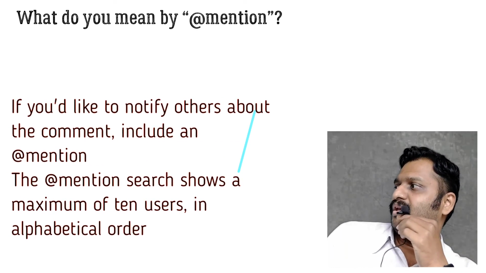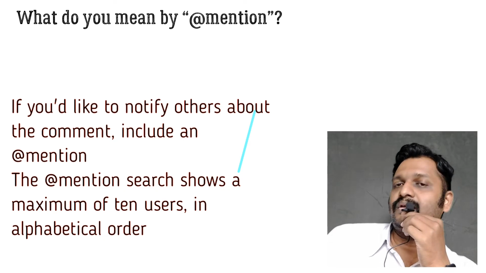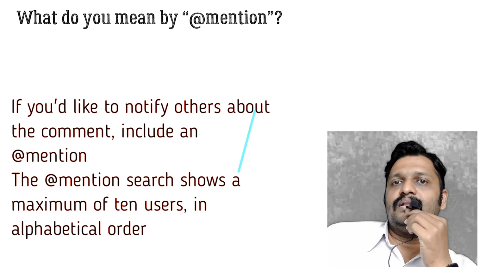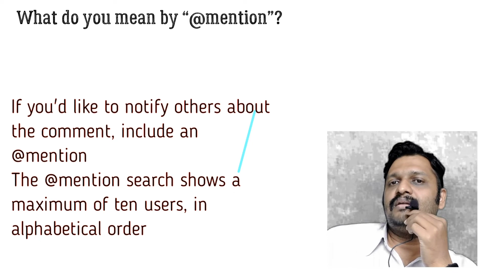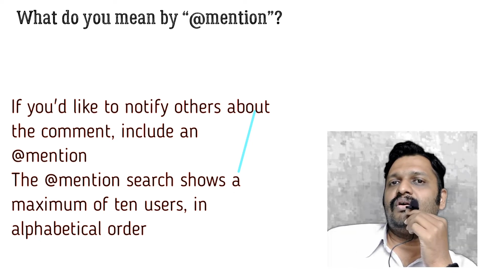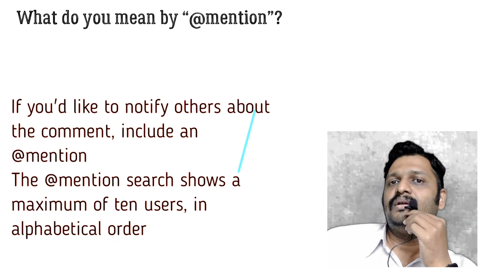Next question. What do you mean by at mention or at the rate mention? If you would like to notify others about the comment, include at mention. Search shows a maximum of 10 users in alphabetical order that you can have their name on it.